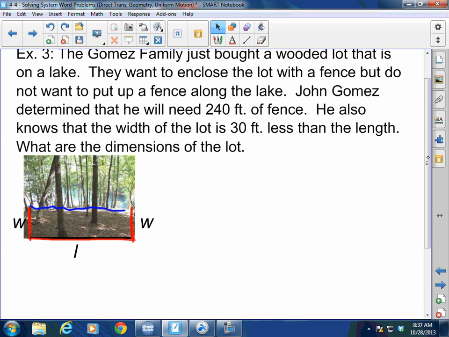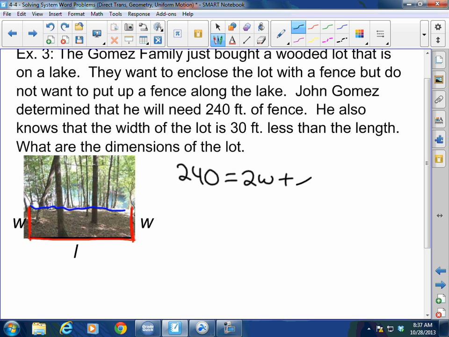They determine that they're going to need 240 feet of fence. Well, perimeter is the sum of all sides of a shape or a figure, okay? It's the sum of the sides. It's the distance around that shape. So in this particular case, the perimeter, which is 240 feet, because that's how many feet of fencing we have, is going to equal 2 times W plus the length. Can everyone see how it's just one length because I am not fencing the lakeside? Does that make sense? All right, so we've got our first equation.